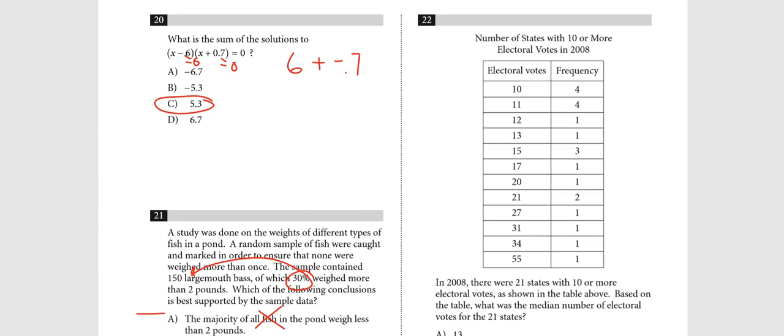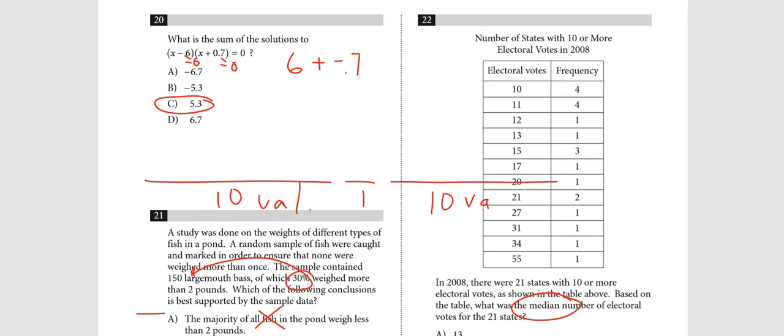In 2008, there were 21 states with 10 or more electoral votes, as shown in the table above. Based on the table, what was the median number of electoral votes for the 21 states? Okay, so if you've got 21 numbers written out in increasing order, where do you find the middle? Don't you have to have 10 values, then 1 value in the middle, and then 10 more values? That would be 21 different numbers.